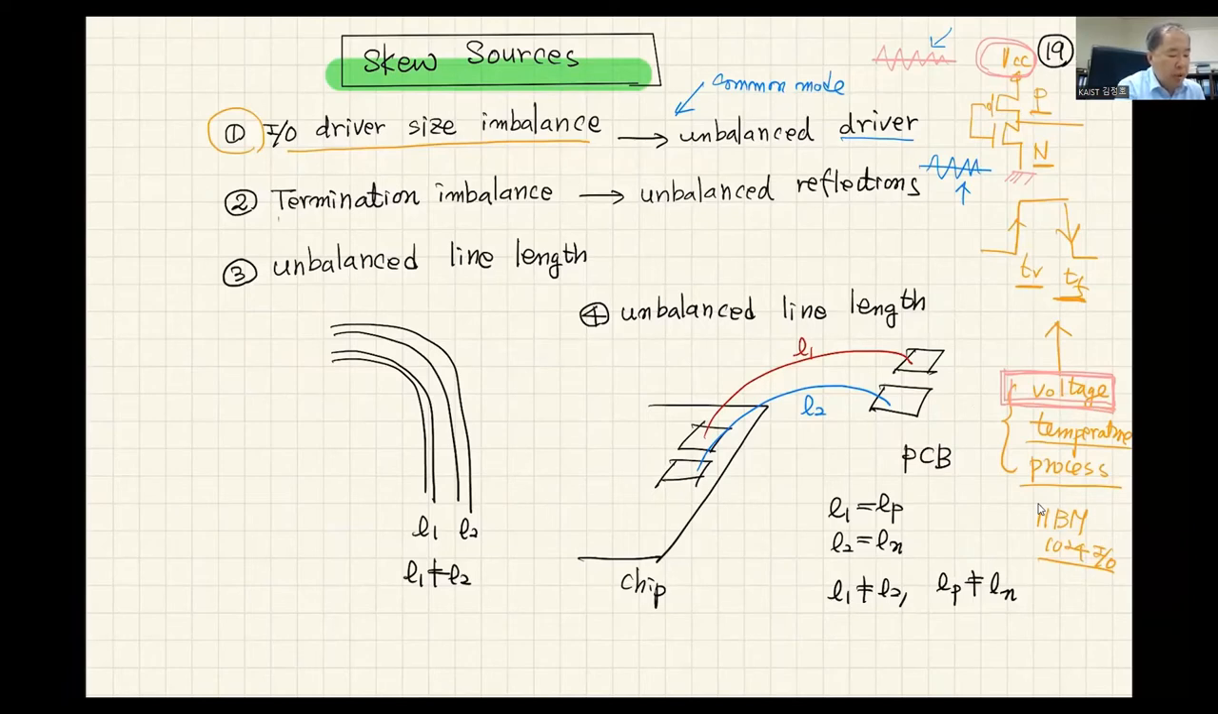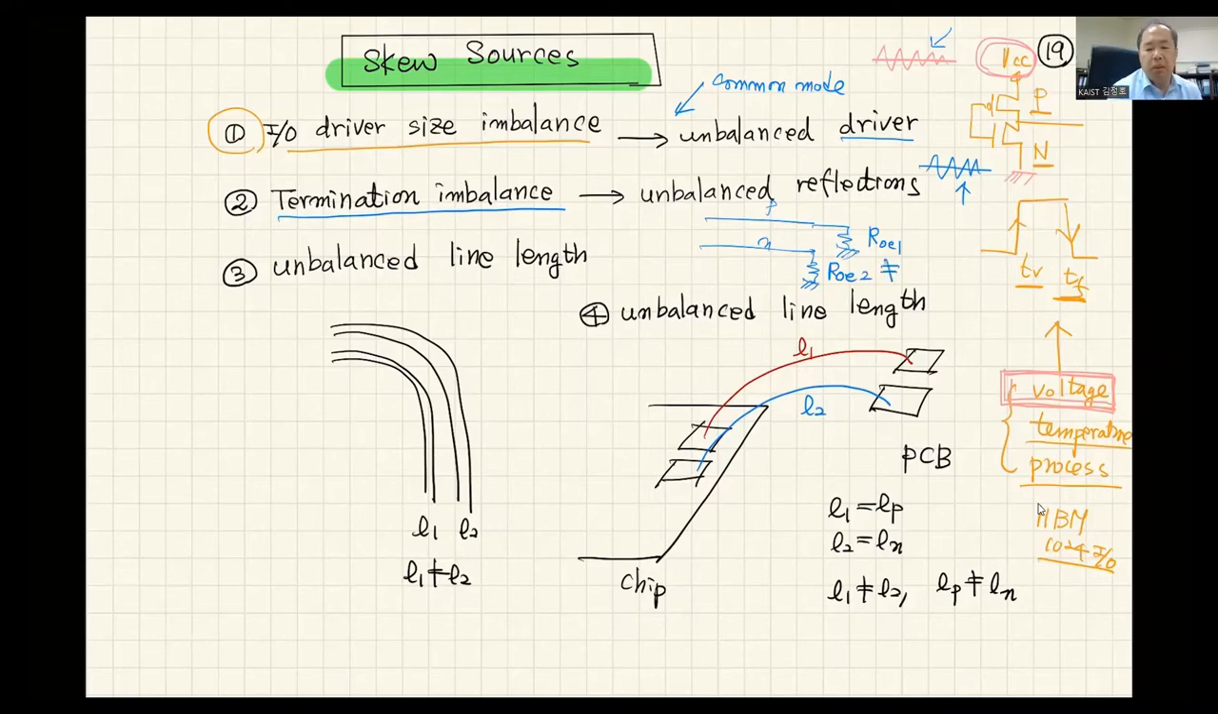The second source could be termination imbalance. When we have a P line and N line, we usually put a series resistance to avoid any reflections at the receiver side. We usually assume this is odd mode impedance, but these two may not be the same. So reflections at the P line and reflections at the N line might have some differences. A difference always means that we're going to have some common mode when we have reflections, because the average level is different due to the difference of reflections at the P line and N line.